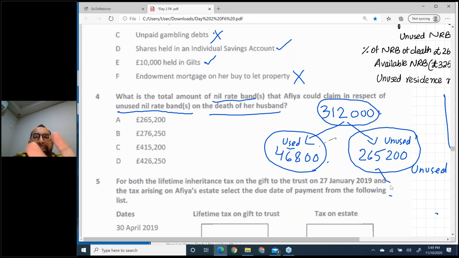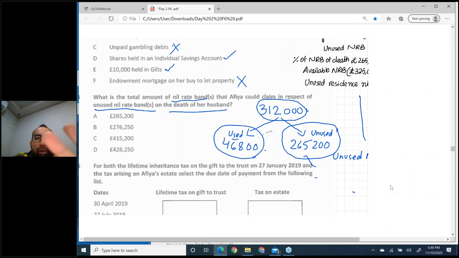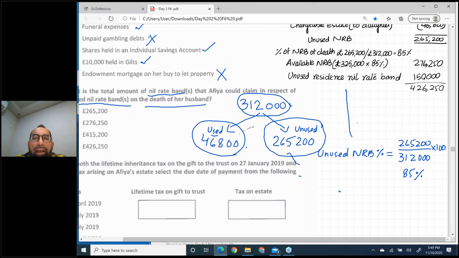Okay, now let's calculate the unused percentage. Look at here. Total NRB at that time was 312,000, out of which 265,200 was unused. Multiply by 100. This percentage is 85%.